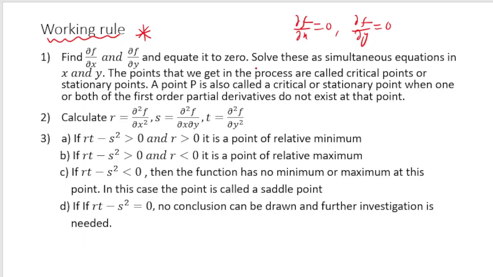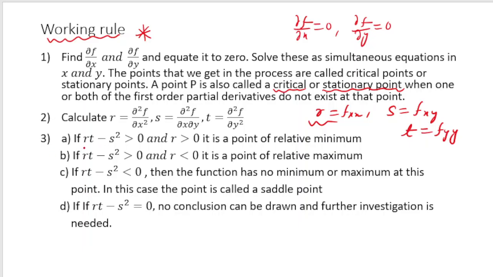When we solve them together, we get some points. Those points are known as critical points or stationary points. In the next step, we calculate r, that is del 2f by del x square, s, that is del 2f by del x del y, and t, that is del 2f by del y square. Some people also write r as f of xx, s as f of xy, and t as f of yy. These are the standard notations r, s, and t.